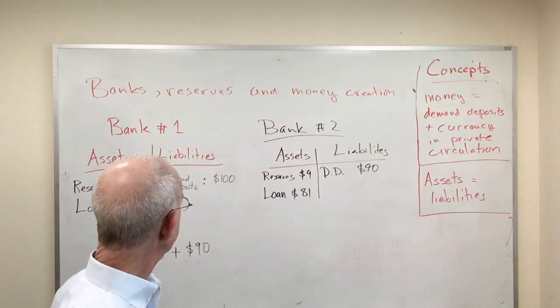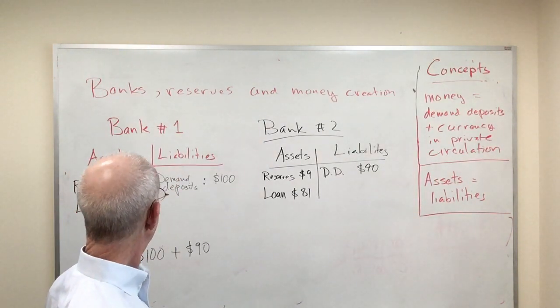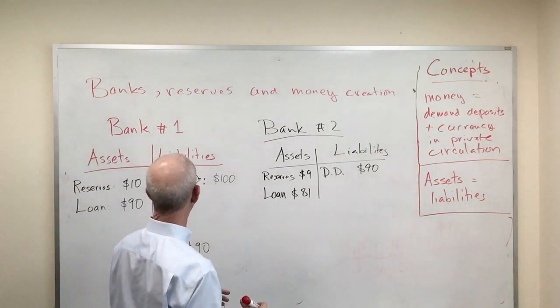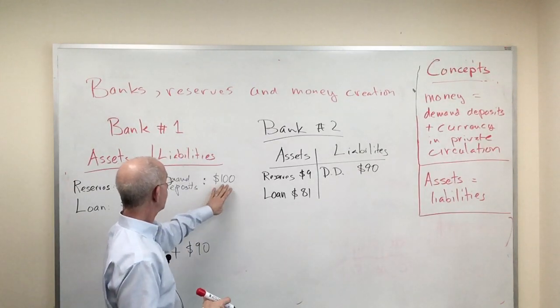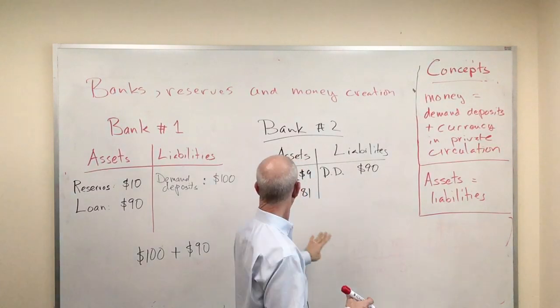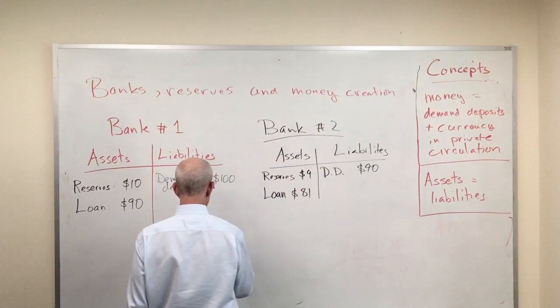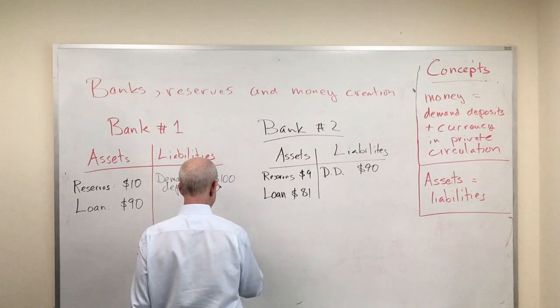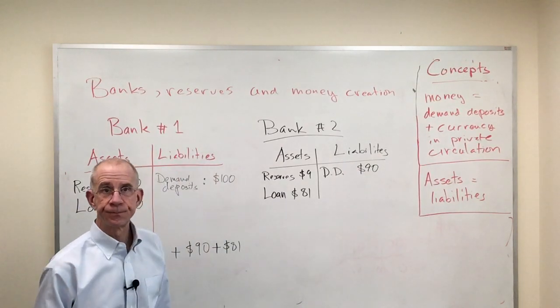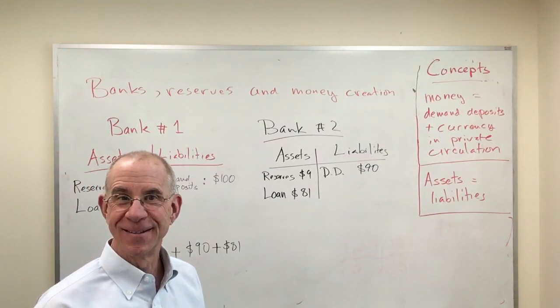Now we've got, what's our money supply? Well, we've got demand deposits of 100 plus 90 plus $81 of currency in circulation. It's magic, right?